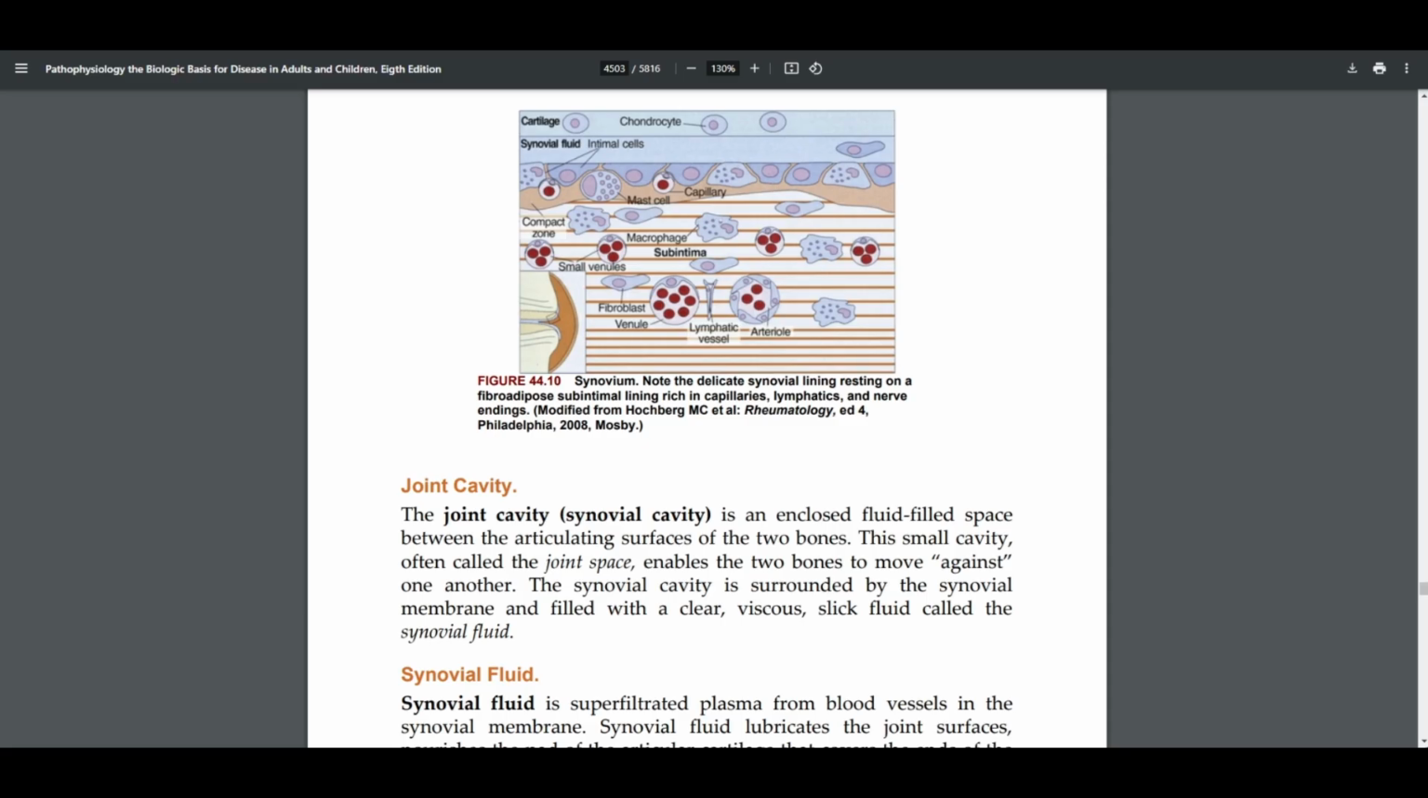Your joint cavity. The joint cavity is an enclosed fluid-filled space between the articulating surfaces of the two bones. This small cavity, often called the joint space, enables the two bones to move against one another. The synovial cavity is surrounded by the synovial membrane and is filled with a clear, viscous, slick fluid called the synovial fluid.